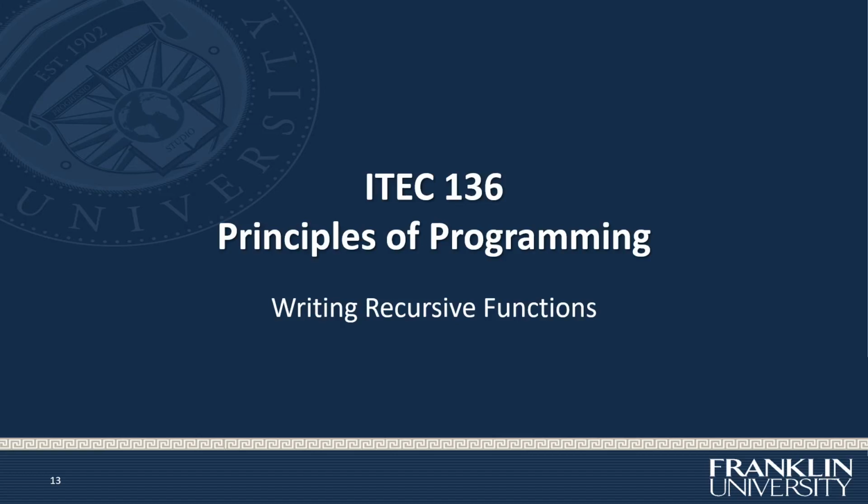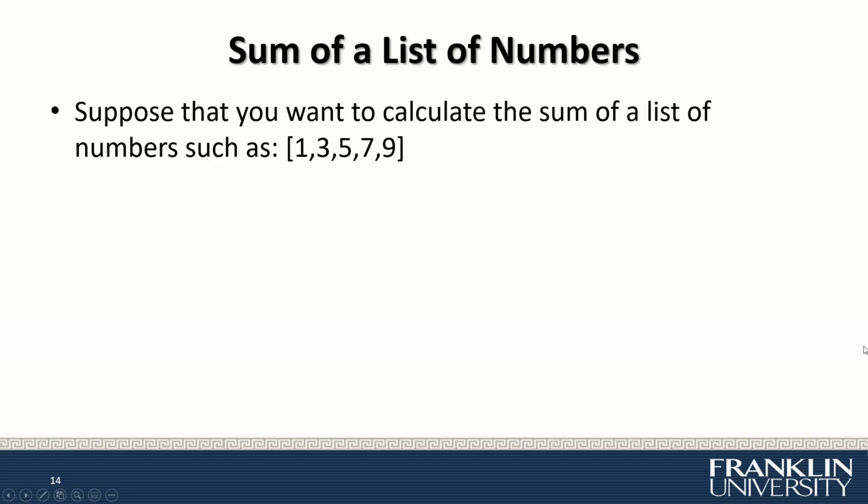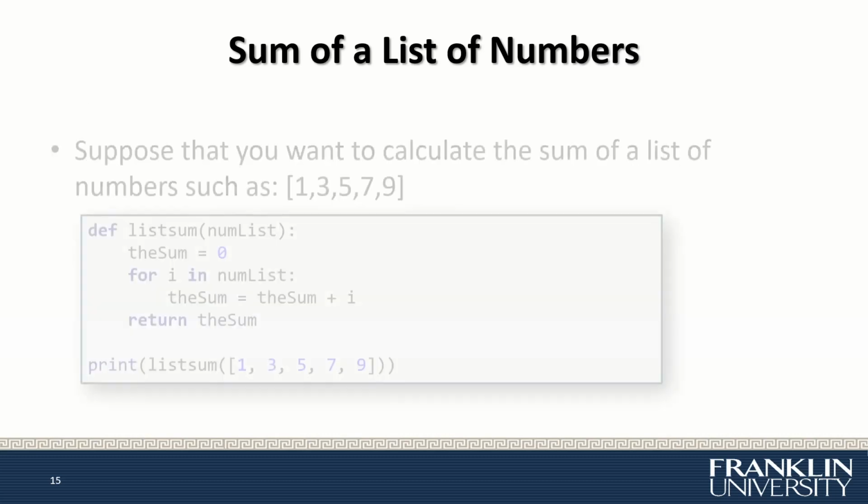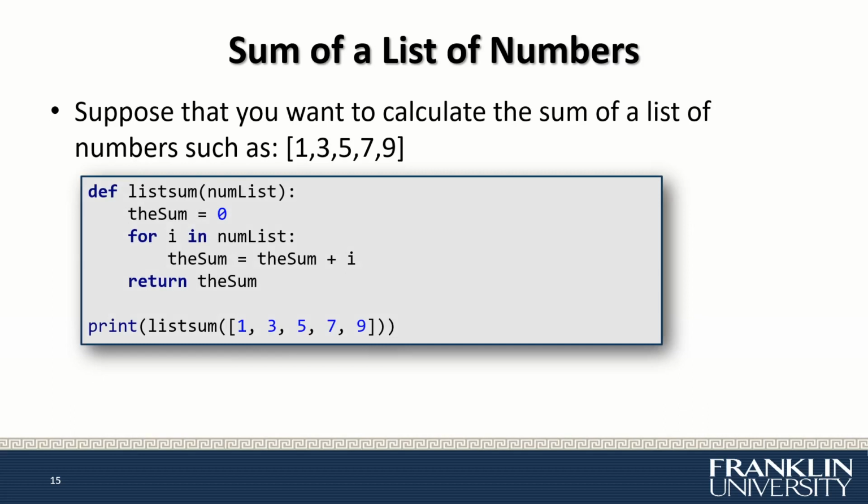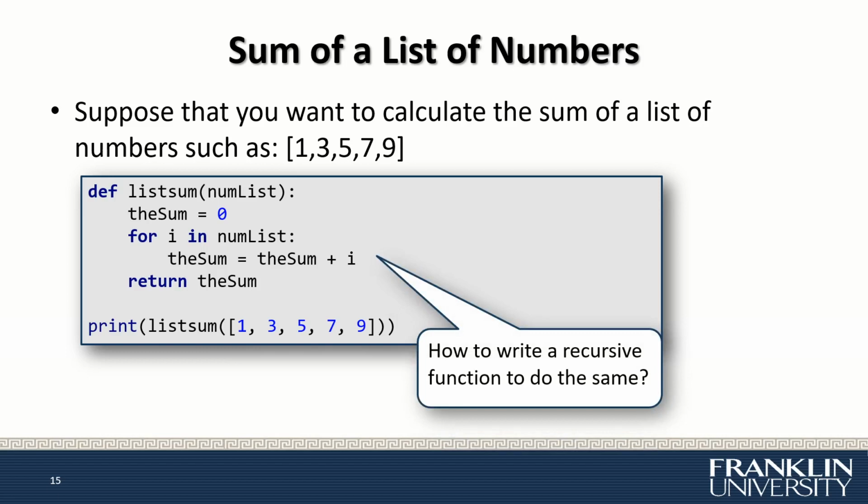Hi, in this short video, I will talk about how to write a recursive function in Python. Suppose that you want to calculate the sum of a list of numbers such as 1, 3, 5, 7, 9. I want to find the sum of these numbers. You know how to do this with a list using a for loop and an accumulator. You've done that many times, but how do you write a recursive function to do the same?